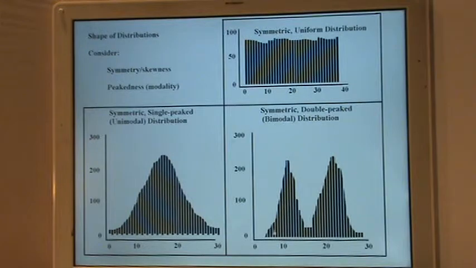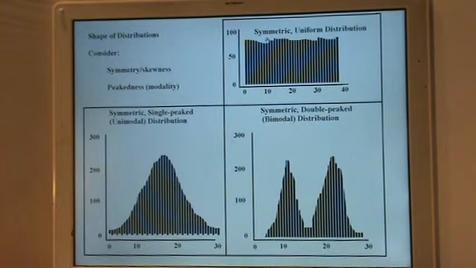This data is very symmetrical, but it is double peaked, and this is called bimodal. The mode is that number in a data set that appears the most times, and this particular one has two modes. It's bimodal, whereas this distribution here would have one mode, the number that appears the most, which would be the high point here. And this probably would have no mode because everything is almost the same.